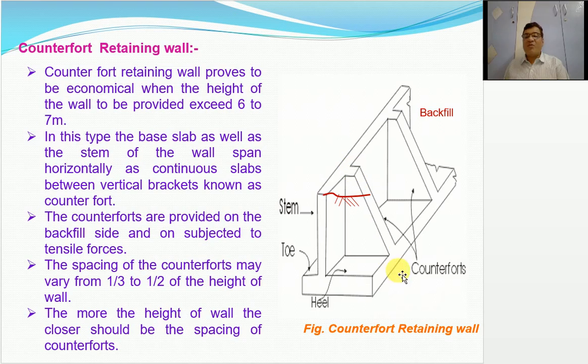So these supports are provided in the form of these brackets. So these brackets are called as counterforts. So these counterforts provide support to the stem wall also and to the base slab also. Now, these counterforts are provided on the backfill side. So here is the backfill. Okay, so on this side, the counterforts are provided. The spacing of the counterforts, this distance between these brackets, may vary from 1/3 to 1/2 of the height of the wall. More the height of the wall, closer should be the spacing of the counterforts.